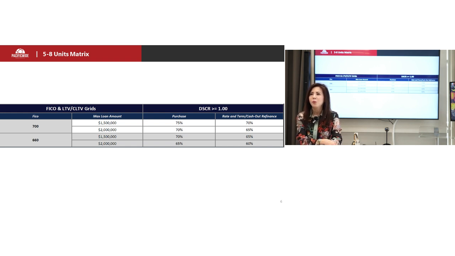Anyway, so we all know how to read this type of table, right? You read across from top to bottom. So the top is FICO score and loan to value or combined loan to value. You see on the first column you have FICO score. That means the middle credit score of 700 or 660. And look at the 700 credit score. We go across now, for maximum loan amount of $1.5 million.